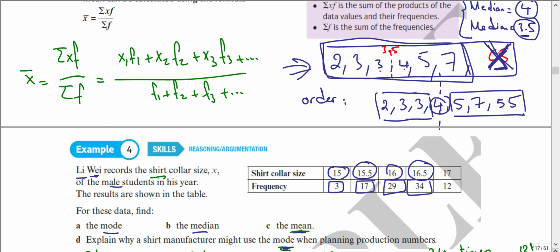34. Okay. So the most repeated size here is 16.5. It means most of the boys have this collar size. This table is called the frequency table. We have the value and the repetition, the frequency. It means how many students have the size 15? 3. How many students have the size 17? 15.5, 17 students, and so on. This is called a frequency table.